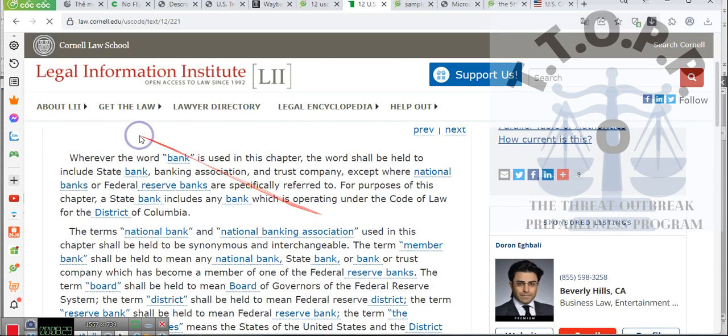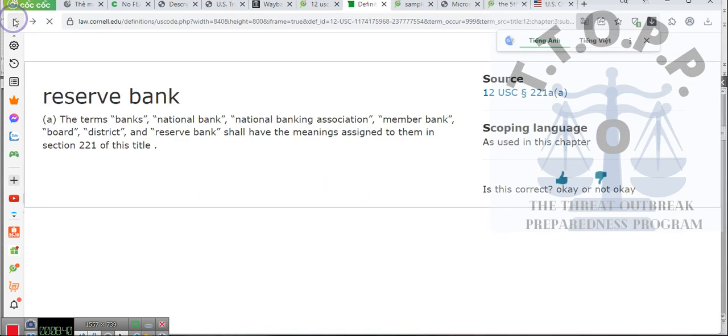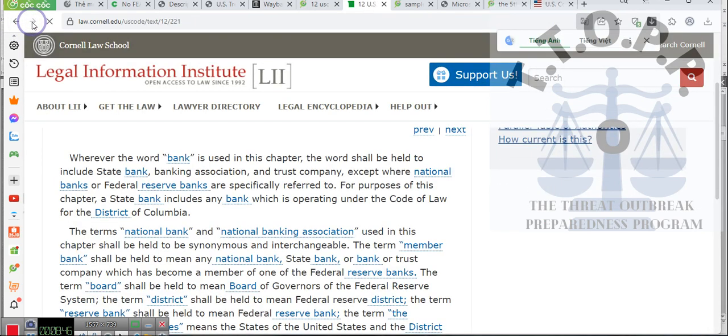Definitions. Whenever the word bank, see, now we're not doing a term anymore. We're doing a word. What? You guys are not paying attention? Hold on. The term banks with an S. This is a word. Word up.